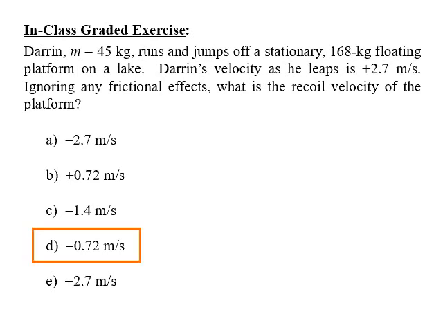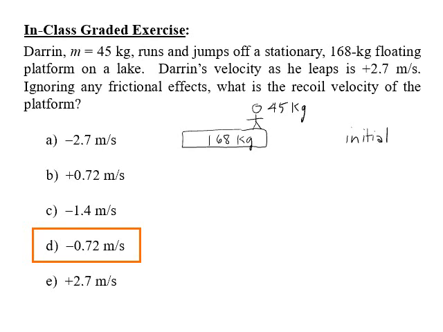Now, the correct answer is minus 0.72 meters per second. If you're not sure how we got that, I will help you through the problem right now. Here we had a 168 kilogram platform that Darren was standing on. And so Darren has a mass of 45 kilograms, and he is going to stand here. Initially he's just standing on the platform like this, and his mass, of course, is 45 kilograms. So that's our initial situation.